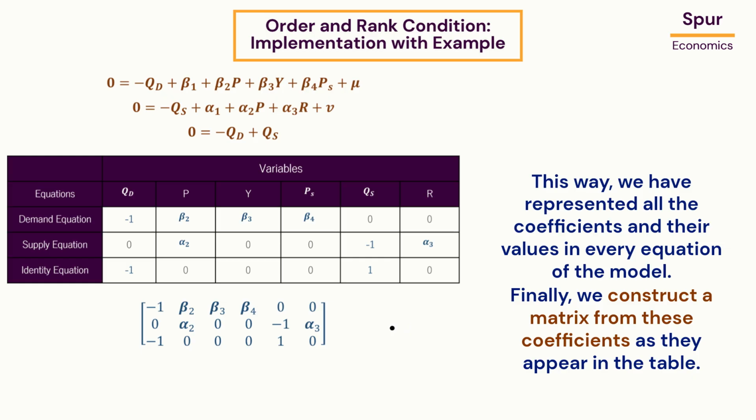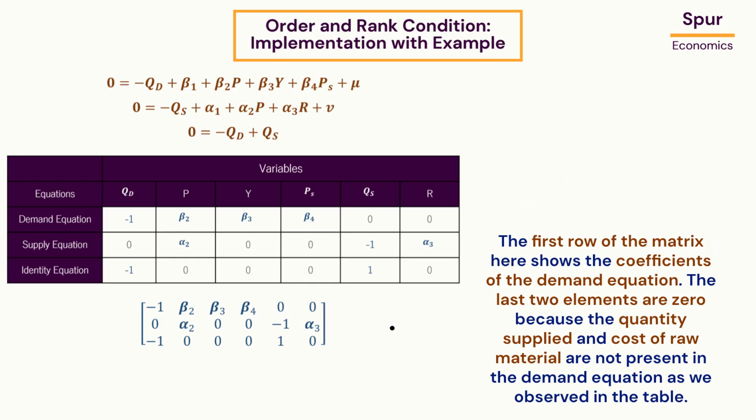Finally, we construct a matrix from these coefficients as they appear in the table. The first row of the matrix here shows the coefficients of the demand equation. The last two elements are 0 because the quantity supplied and cost of raw material are not present in the demand equation, as we observed in the table.